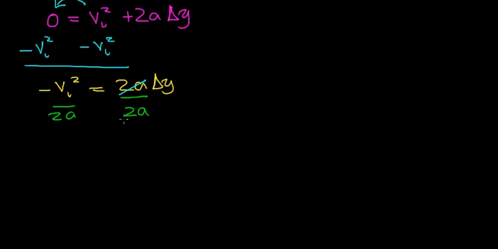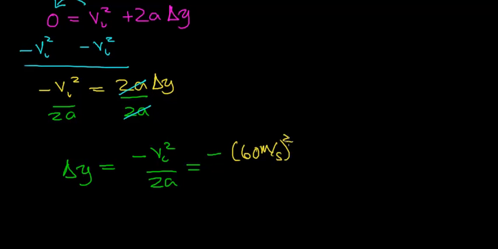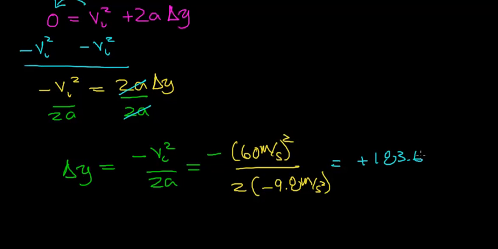And what you should see is that this 2a cancels out with this 2a, and you get an equation which says that the maximum height this object reaches equals minus v initial quantity squared divided by 2 times, in this case, the acceleration due to gravity, which will work out to be negative, our initial velocity was 60 meters per second, and we're going to square the entire term, divided by 2 times negative 9.8 meters per second squared, which will work out to be a positive 183.6 meters. And again, notice that this negative sign cancels out with this negative sign, and so we got the exact same value that we got using the other method.